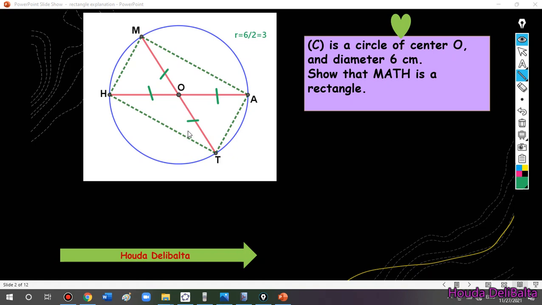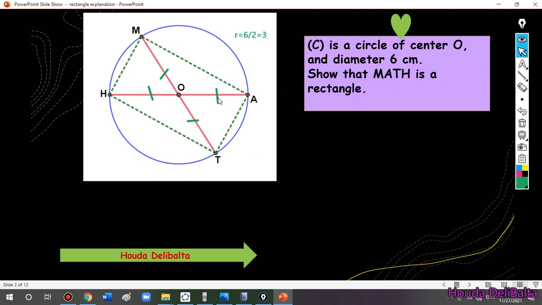So it's clear here that to show that MHTA is a rectangle, I'm going to use the diagonals. It's very, very clear that I'm going to use the diagonals. So what should the diagonals be? Let's remember the diagonals should be equal and bisect each other. Is that obtained here? Let's make sure about the diagonals.